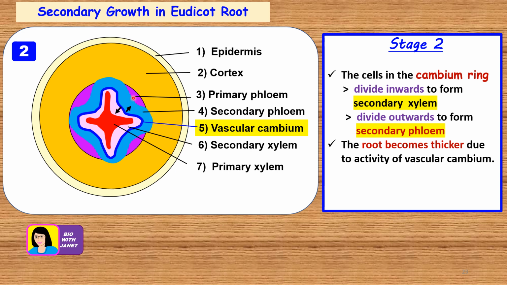So what happens to the primary phloem? It will get pushed out. Okay, the root will become thicker due to the activity of the vascular cambium, due to the formation of secondary xylem, especially secondary xylem, and also, of course, there's also secondary phloem.